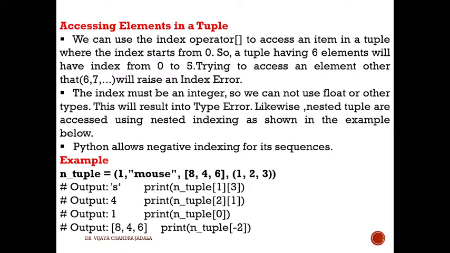Python allows negative indexing for its sequences. So n_tuple = (1, "mouse", [8, 4, 6], (1, 2, 3)).